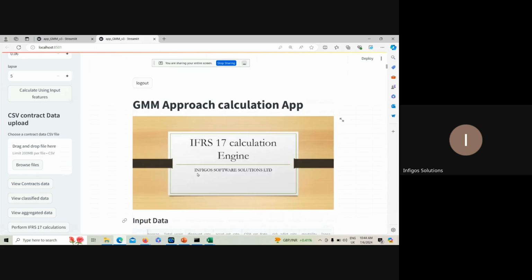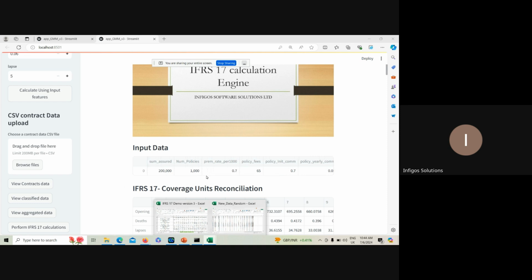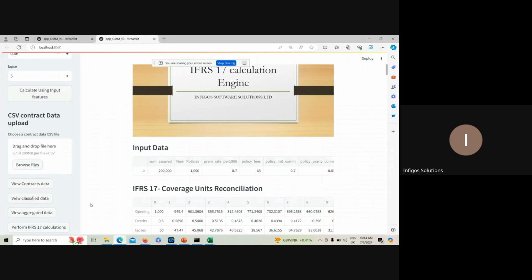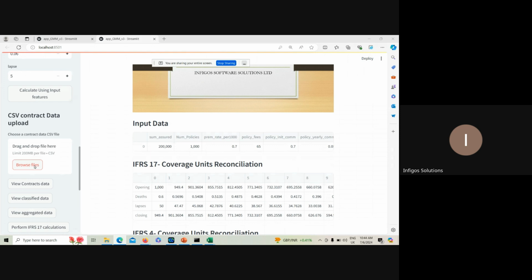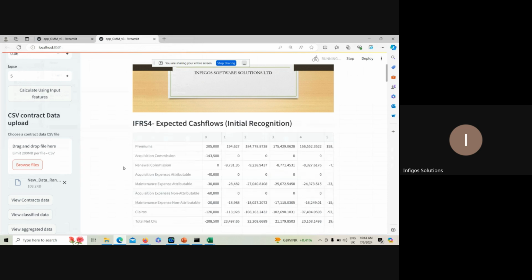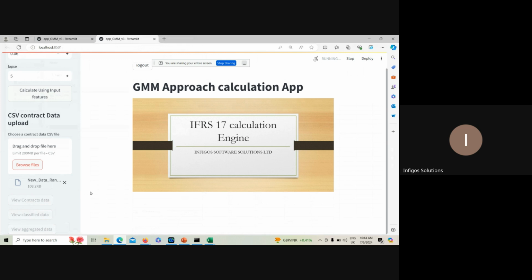basically deals with the 1,000 policies. But this is aggregated data. And what you see here is individual data, policies, individual data. So we can work with the individual data also. We will upload that. It will take some time to process.